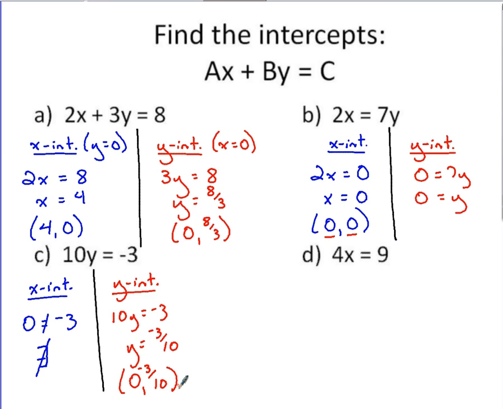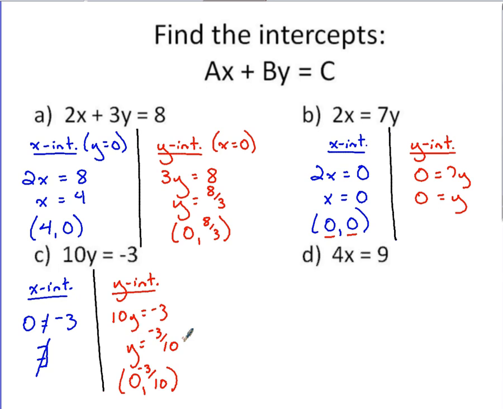If I solve for y in the first place, not even worrying about intercepts, what kind of line is this? Special type. It's a horizontal line. It's going to cross the y-axis at that value I got back when I solved for y, -3/10. And since it's horizontal, of course, it's not going to cross the x-axis, so there's no x-intercept. Yeah, that's a special line.